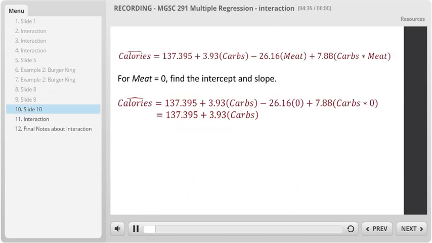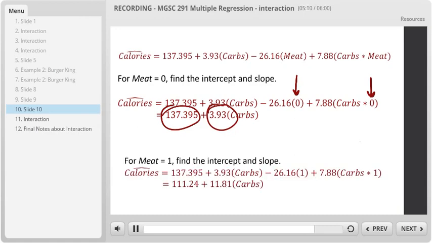Now let's find the slope and intercept for the regressions for meat-based items and non-meat-based items. We will start with menu items that do not contain meat. The value of meat for these menu items is 0, so we simply plug in 0 everywhere we see meat and simplify. Notice that neither the intercept nor the coefficient of the carbs term, which is the slope of this model, changes. Now let's find the slope and intercept for the meat-based menu items by plugging in a 1 and simplifying. Note that both the intercept and the slope of this model change.